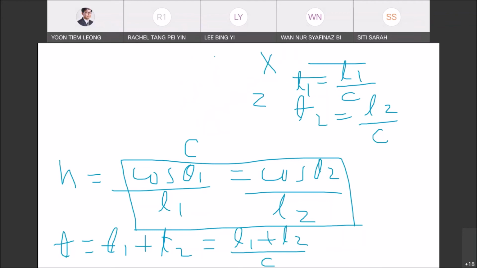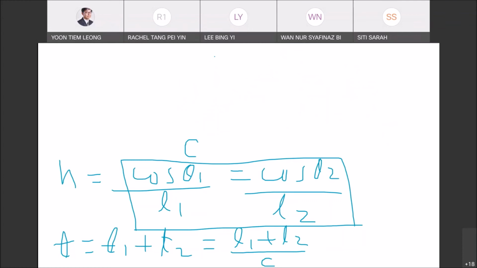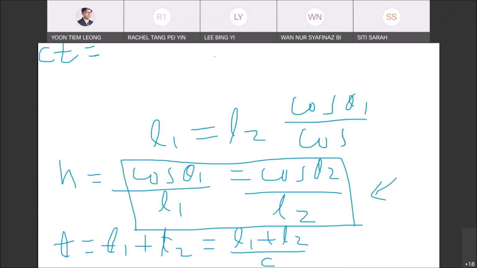Maybe I feel like I am in the right direction, I think. Okay, so I'm going to continue writing my T in terms of 1 over C. So I write my C on the left hand side, so I have only L1 plus L2. From these equations, you can make L1 equal to L2 times cos theta 1 divided by cos theta 2. Okay, so that is what I'm going to do.